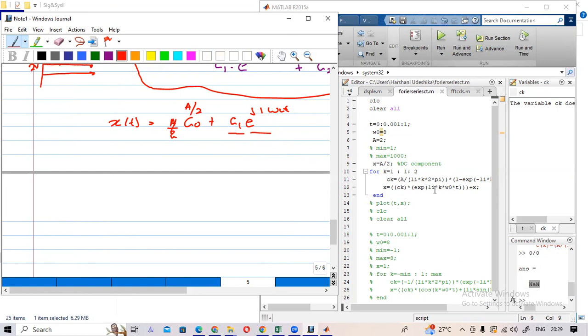This one is multiplied by this term, okay? And it added x. X means this one, a divided by 2. So now it is added here, a divided by 2. That is the DC component. So if this is going one time, you will have this term. Now again it is coming to here.